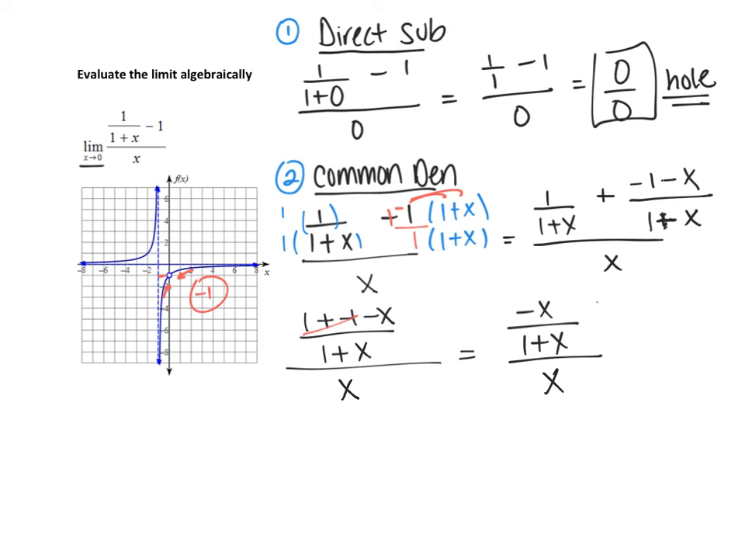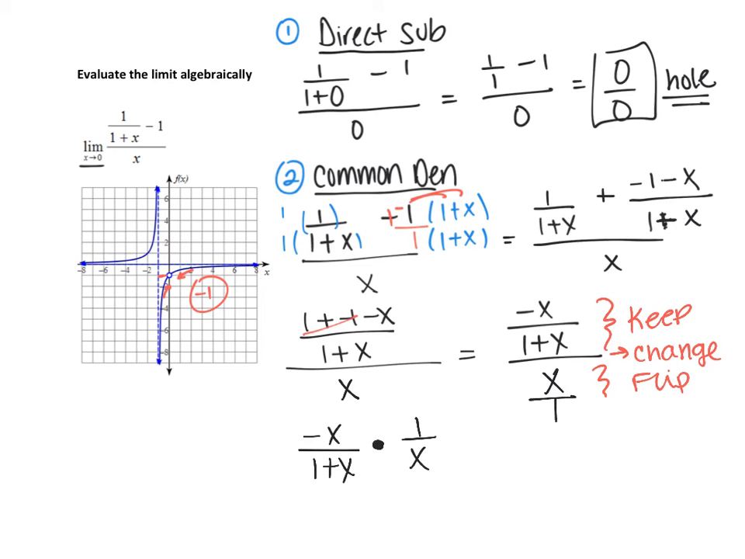So now we have a fraction that we're going to keep, change the division to a multiplication, and then flip this last one. So we're going to keep the negative x over 1 plus x, change the division to a multiplication, and flip it. So let's write x as x over 1. And when we flip that, we get 1 over x. We should notice that these x's cancel. And we're left with a negative 1 on top and a 1 plus x on the bottom. So that's my second step.